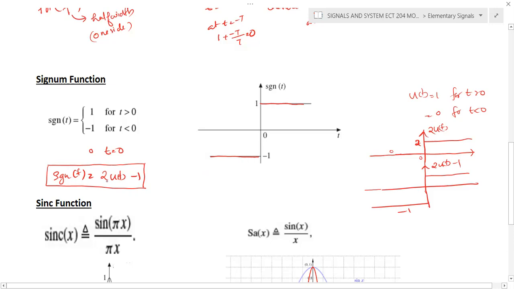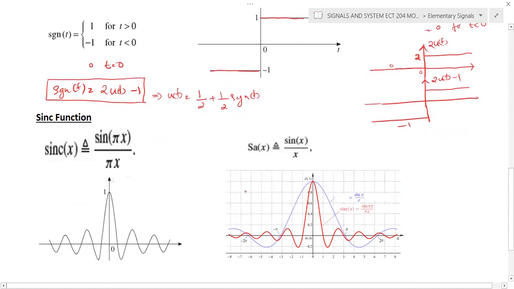And if you rearrange, you will get the u of t also. Okay, so from this you can write u of t also. U of t is equal to 1 by 2 plus 1 by 2 signum of t. Okay. Next function is the sinc function. Don't confuse with signum and sinc.